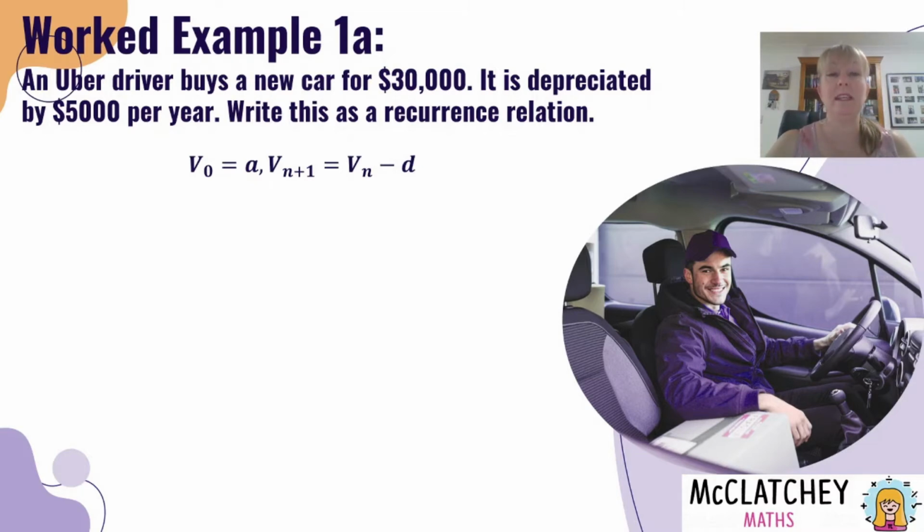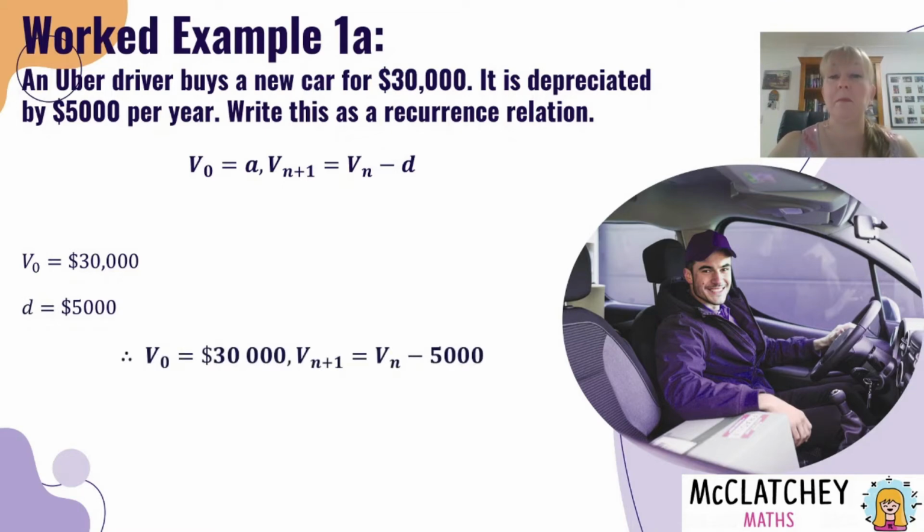So easy peasy, we just simply write out our basic form. That's why it's good to know that form off by heart. And then we're going to substitute the two values that we have in. Firstly, we know our starting value is V0, it's 30,000, and our common difference, or the amount of depreciation every year, is going to be 5,000. Let's put that into our equation, substitute it in, and we've got our recurrence relation. Very easy. That was worked example 1A.